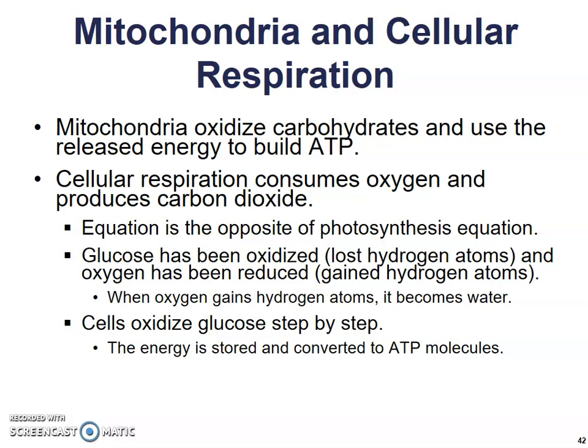Cells oxidize glucose step by step. It's a very lengthy process, lots of steps, lots of names that are kind of similar but not similar enough, and you get kind of confused. So just look forward to that whenever we get to cellular respiration. The energy that is stored is then converted into ATP. So the stored energy in that glucose gets converted to ATP molecules. And if it is 100% efficient, you can get 38 ATP molecules from one glucose molecule.